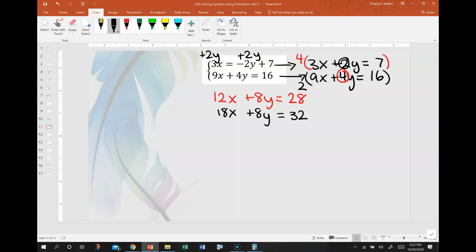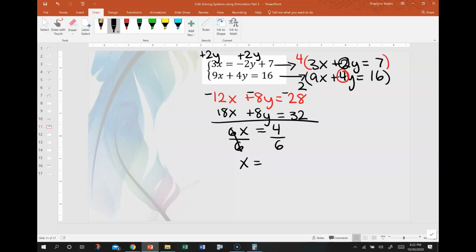Now, right now I notice something off the bat. I have this problem with adding them because if I add 8y plus 8y, I don't get 0, I get 16. So I'm going to switch all the signs in that top equation to negative. Now I've got negative 12x plus 18x. That gives me 6x. And I have negative 8y plus 8y, that's 0. And then I have negative 28 plus 32, and that gives me 4. So then I'm going to divide both sides by 6, and I get x equals, well, 4 over 6.